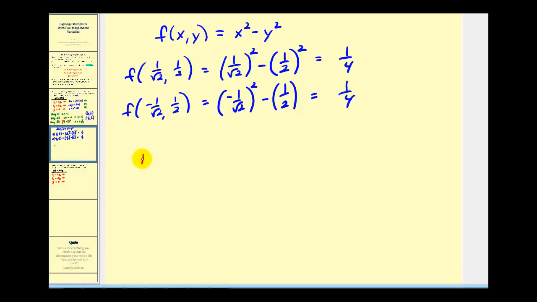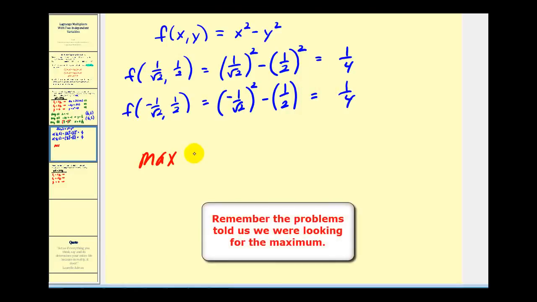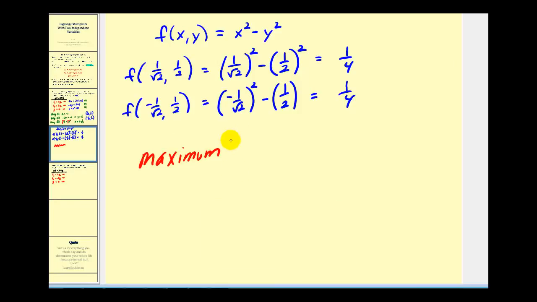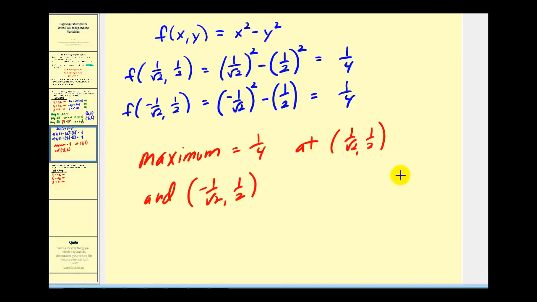So this tells us the maximum function value based upon the given function and the constraint is equal to 1/4, and it occurs at two places, at 1 over square root 2, 1/2 and negative 1 over square root 2, 1/2. Let's take a look at this result graphically.